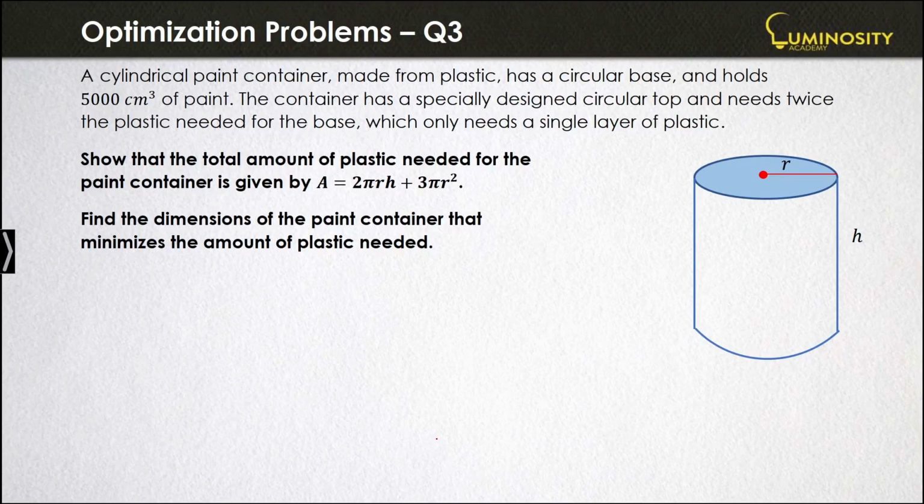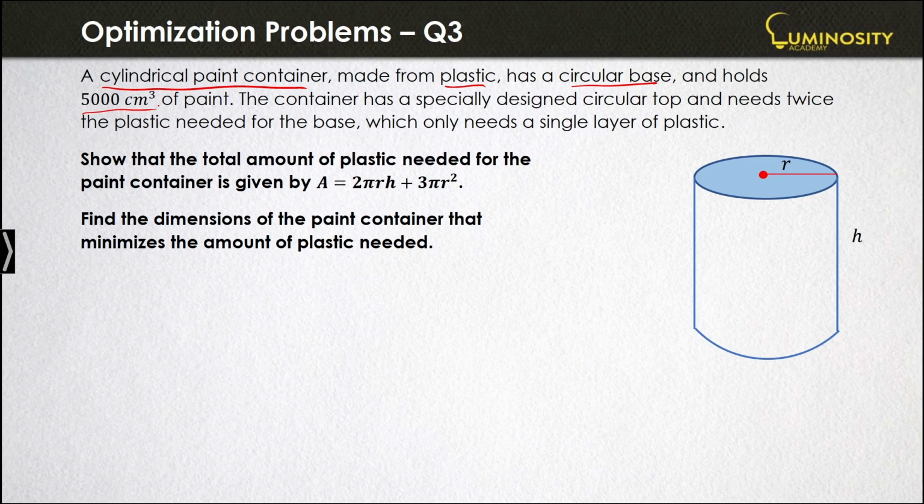Hi, welcome to this lesson on calculus optimization problems. Let's have a look at question 3. A cylindrical paint container made from plastic has a circular base and holds 5,000 cubic centimeters of paint.